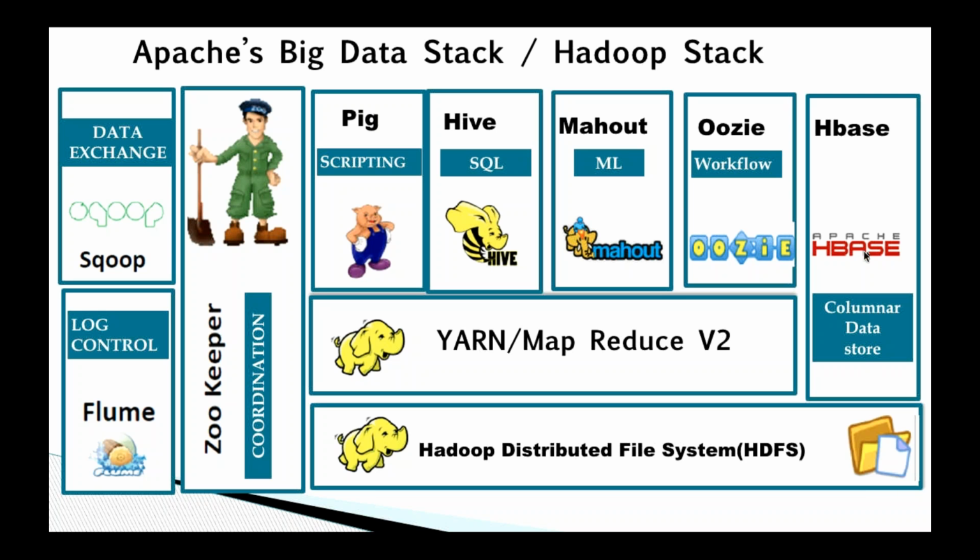Then you have HBase. HBase is a NoSQL type of database. Okay, so we know SQL databases, but there is a concept in the big data world that is called NoSQL database. So it's not just SQL, but it's more than SQL. We were dealing with row-oriented data stores, but this HBase is a columnar data store. HBase is also one of the components in Hadoop, and it's working on top of HDFS.